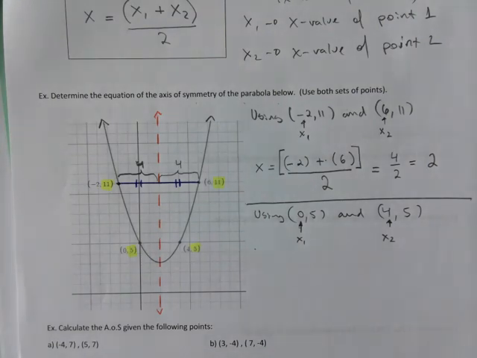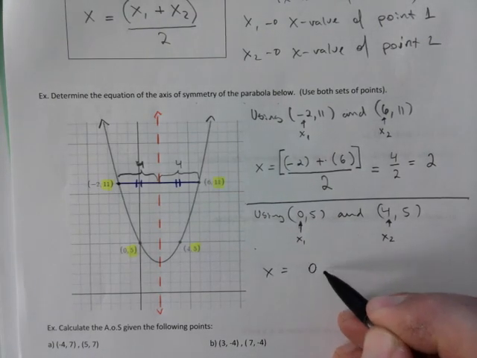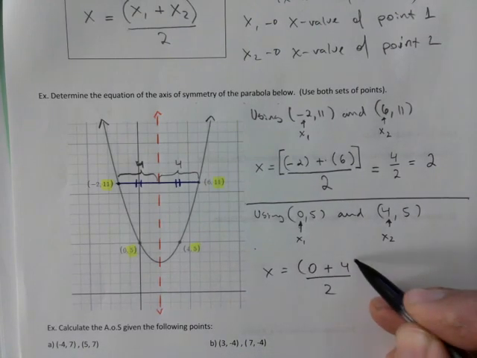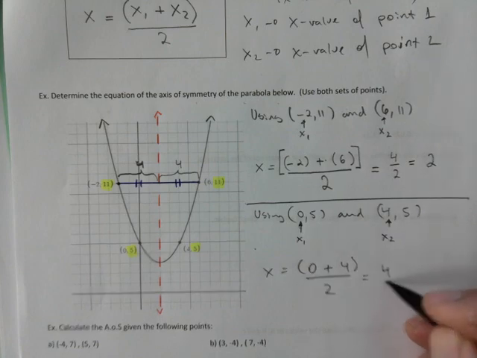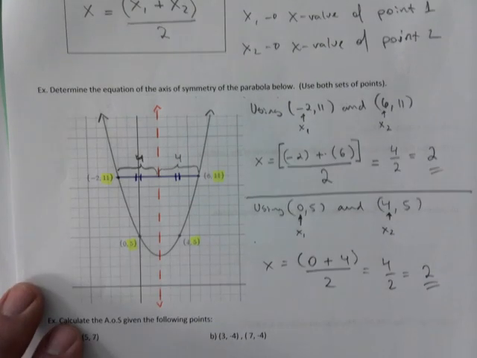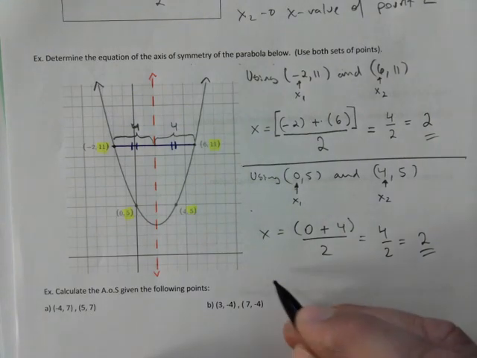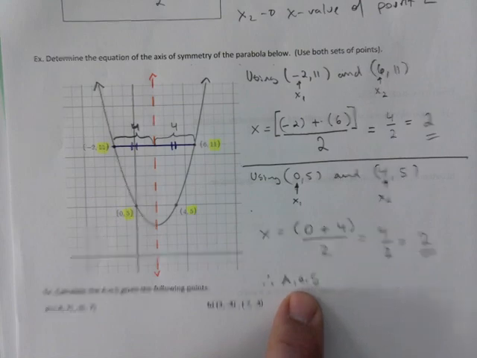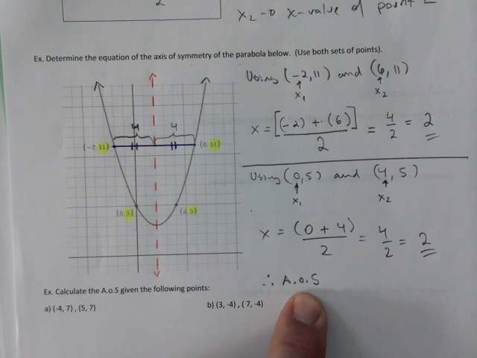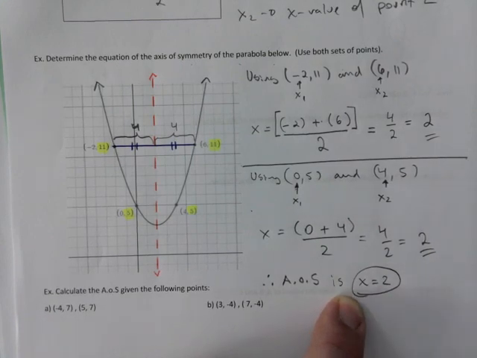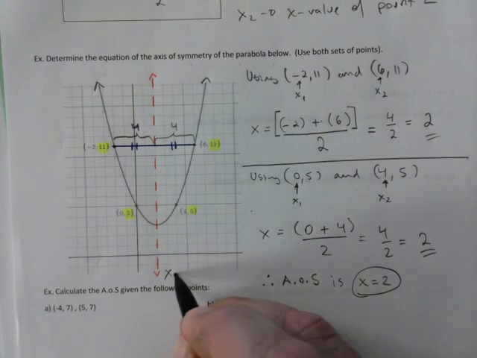We're expecting it to be 2, right? So I'm just going to show you the obvious. It's going to be 0 plus 4 divided by 2. 0 plus 4 is 4, divided by 2 is 2. Ta-da! We've got our axis of symmetry. Therefore, if a question asks you to give the axis of symmetry, it is an equation: x is equal to 2. This is the axis of symmetry, which is this line right here.